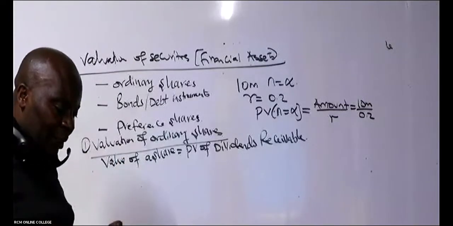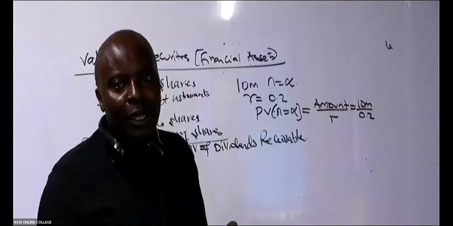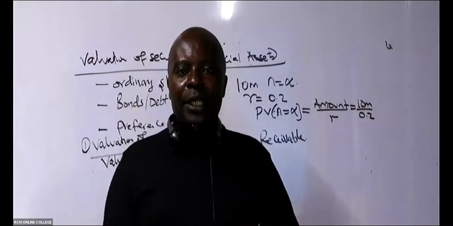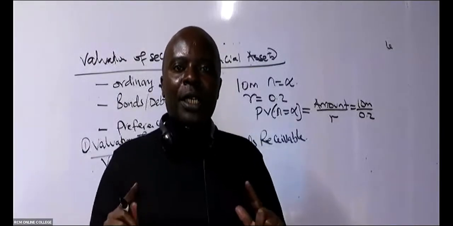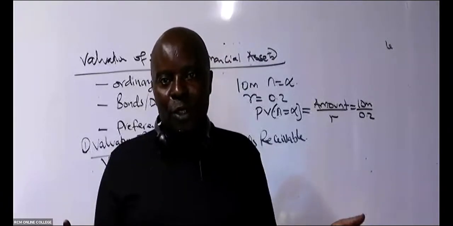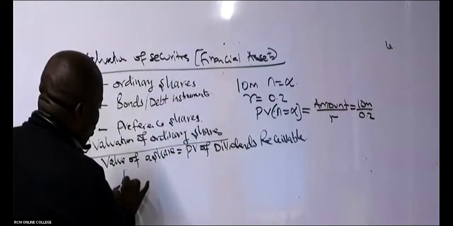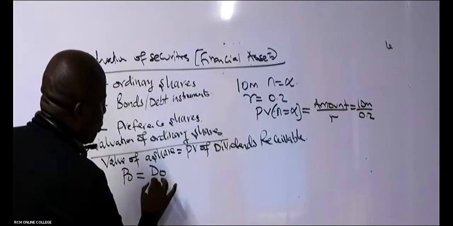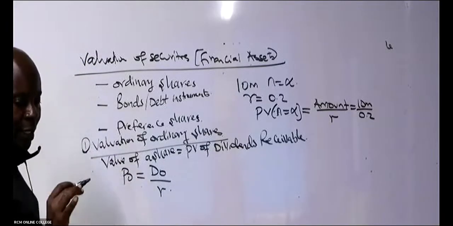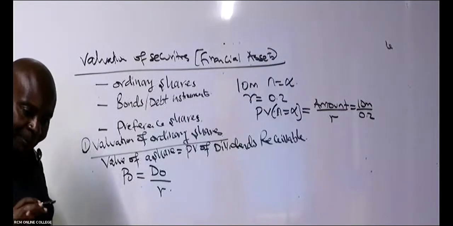Now, please, ladies and gentlemen, listen to me very well. For us, when we buy a share in a company, we are not buying this share to sell it tomorrow. No, we are buying this share and staying with it long term. We call it longevity. We shall never dispose of it, so we shall continue receiving these dividends indefinitely. And that is why our P0 will be equal to D0 over r, because our n is infinity.